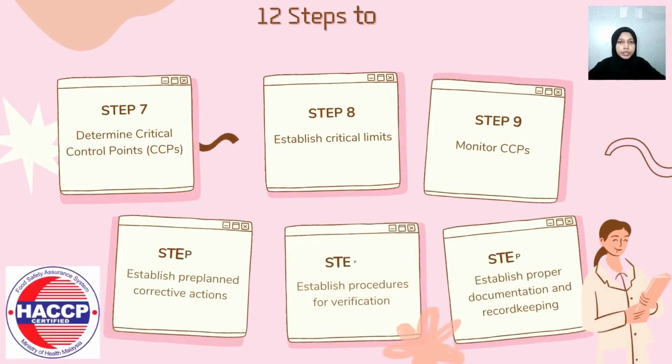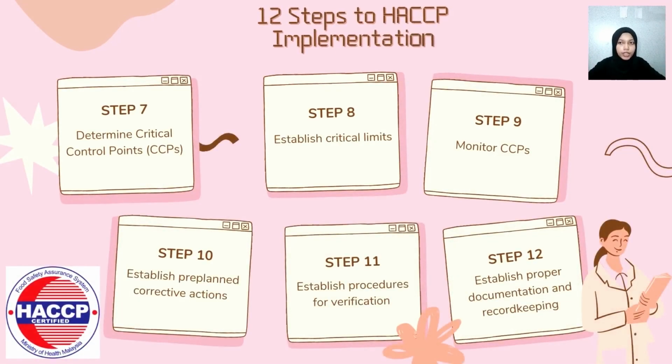Step 7. Determine critical control points, those areas where previously identified hazards may be eliminated. Step 8. Establish critical limits and develop processes that limit risk at CCPs. More than one critical limit may be defined for a single step.